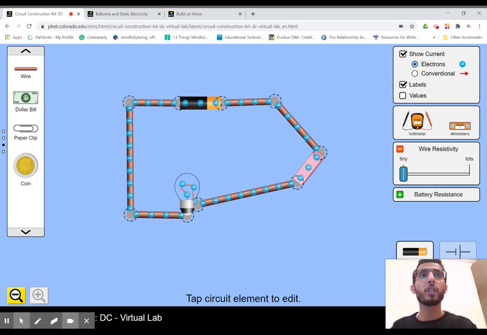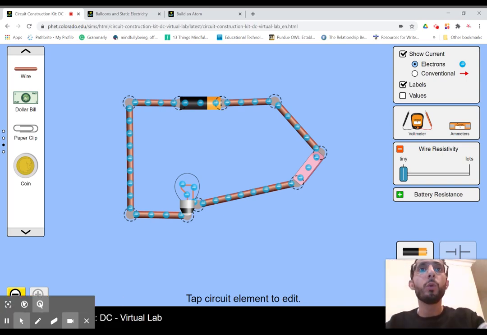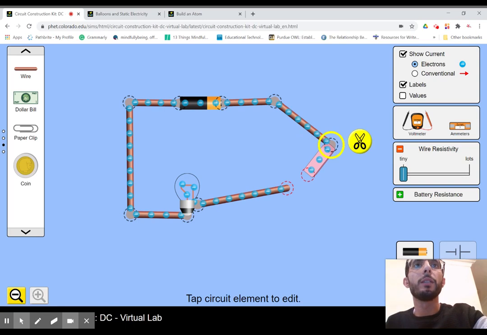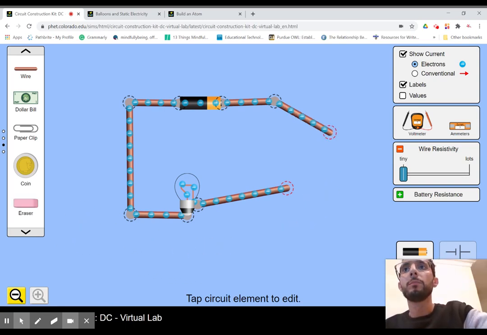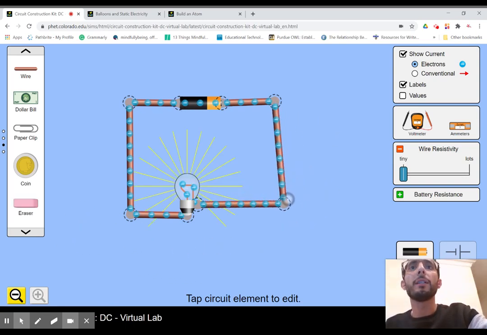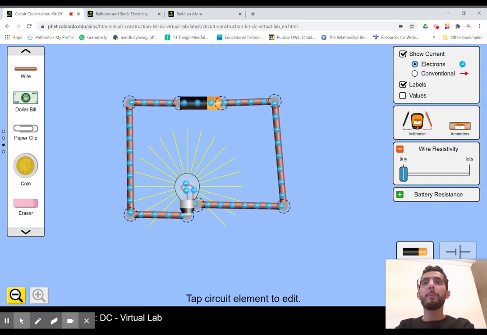Okay, so we need to differentiate between conductor and insulator, and we need to know the meaning of resistance. It opposes the flow, like friction resists motion, and here resistance in circuits will resist the flow of electric current. Okay, now let us remove the insulator. We need to know that the light bulb has a resistor inside as well.